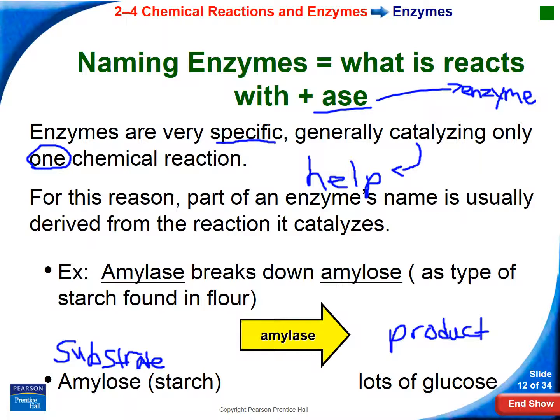Okay? So for example, amylase. Or, excuse me, I said that backwards. Amylose is a sugar that we find in starch, the starch we find in flour, and amylase is the enzyme that helps break that down. Sorry, I haven't had my coffee yet this morning.